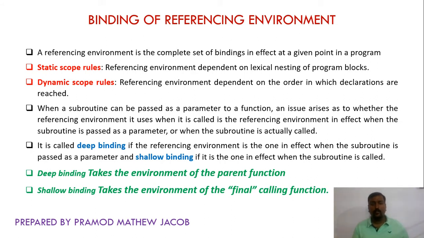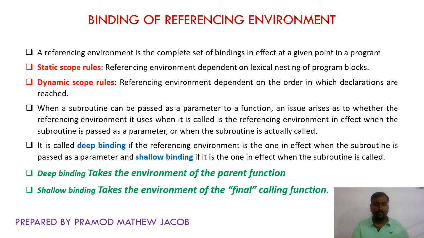If the referencing environment is the one in effect when the subroutine is passed as a parameter, then we will call it deep binding. If it is the one in effect when the subroutine is actually called, then we will call it shallow binding. So in simple terms, deep binding takes the environment of the parent function, whereas shallow binding takes the environment of the "final" calling function. I have put this final word in double quotes.